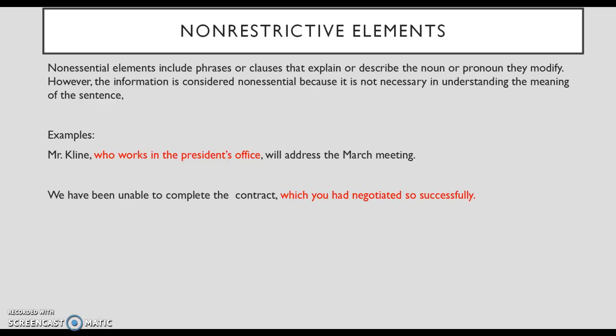We have been unable to complete the contract, which you had negotiated so successfully. Here we have a complete sentence. We have been unable to complete the contract. The words in red are just added information, and they're non-restrictive.